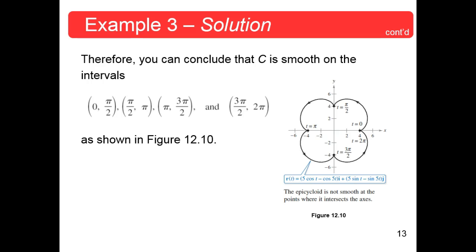So the intervals where they are smooth: 0 to pi halves, but not at the ends; pi halves to pi, but not at either end; pi to 3 halves pi, but not at either end; and 3 halves pi to 2 pi, but not at either end. So here's where it's smooth, there's where it's smooth, there's where it's smooth.